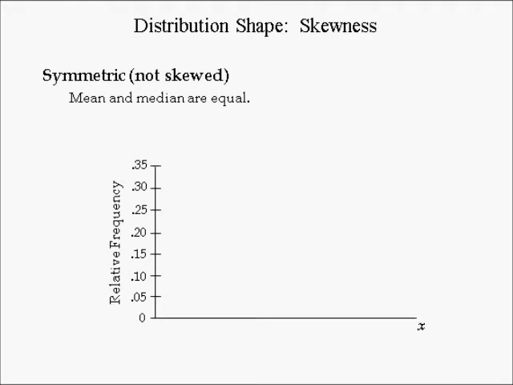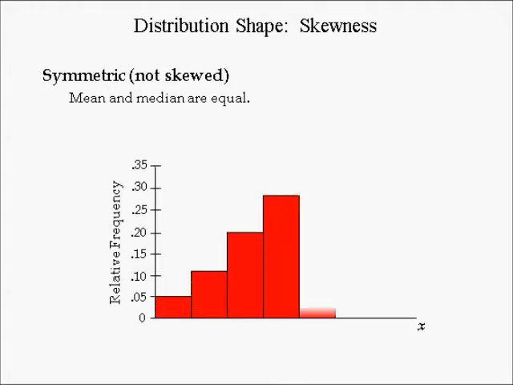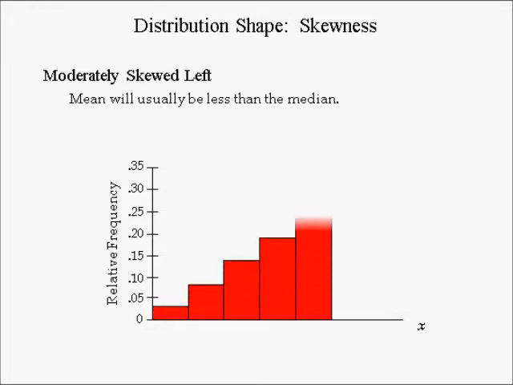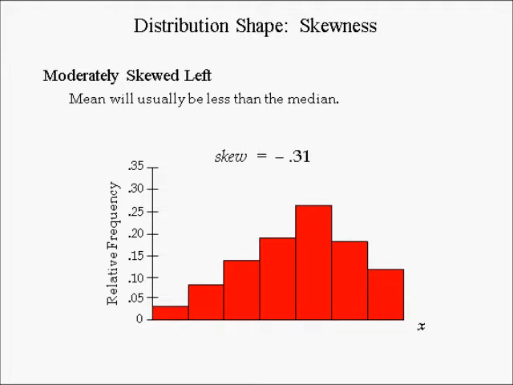If the distribution is symmetric, the histogram from a sample drawn from the population is probably symmetric too. The mean and median are equal, and the sample skew is equal to 0 or really close to 0. If the distribution is moderately skewed left, the histogram from a sample drawn from a population will likely be slightly skewed left too. The mean will be less than the median, and the sample skew will be between 0 and -1.